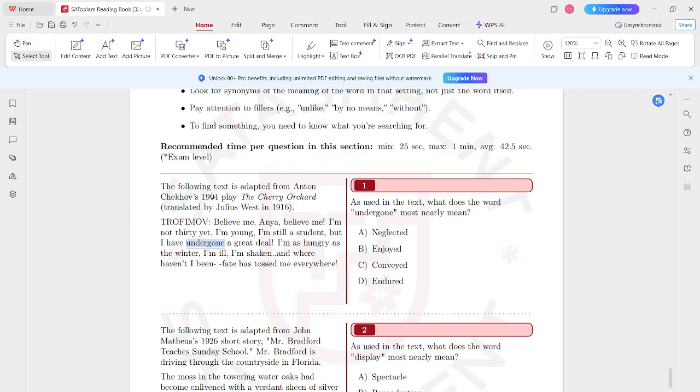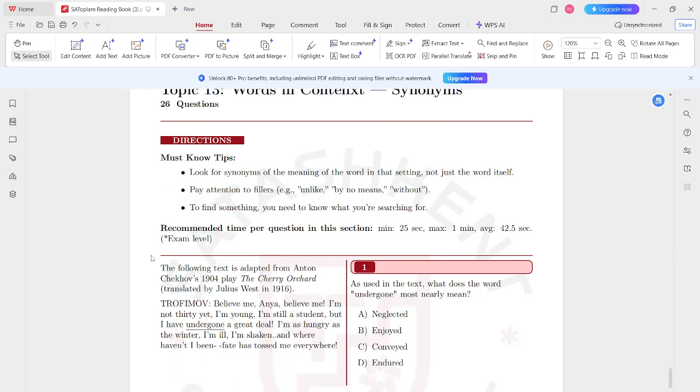And even if you look here, this text is from the 1900s. And in the 1900s, this word probably meant something else. And that is the hard part. That is the difficult part. That is why most people fail such questions. These words can have very different meanings today from the meanings they had before. All right. So here, undergone may mean something like endured or conveyed or enjoyed, something much different from what you think it is.